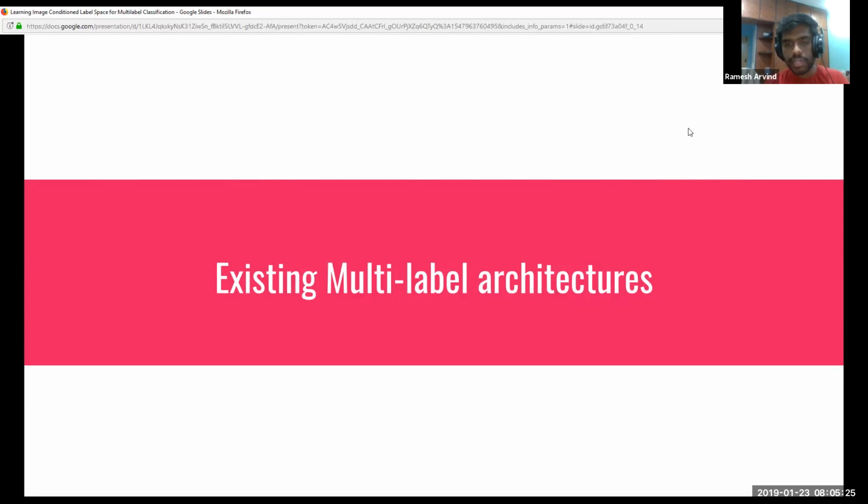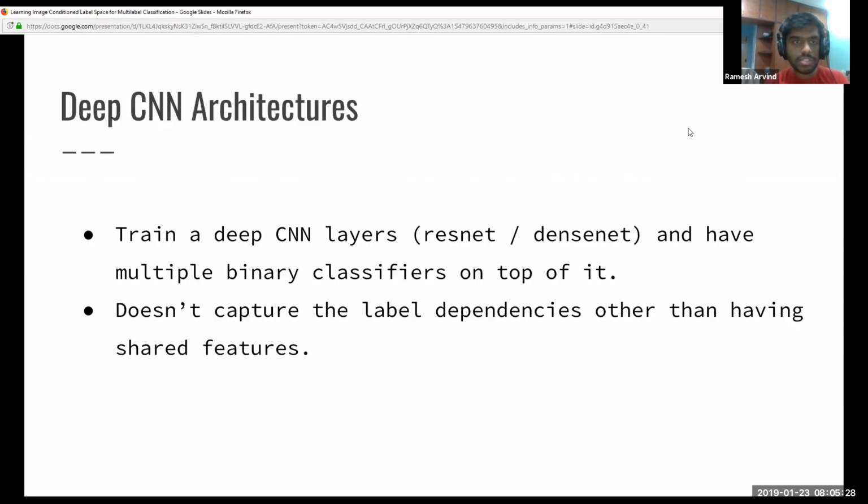Let's go over some of the existing multi-label architectures that are currently present. The first one is the deep CNN architecture that all of us are familiar with, the one which FastAI uses. We utilize a pre-trained ImageNet model, add a couple of layers on top of it, and add multiple binary classifiers for each of the multi-label classes that we have. The downside of this approach is that if your labels have some kind of interdependencies, like ship, sea, and boats, they have some kind of semantic relationships with each other, but this CNN architecture doesn't capture it. It treats all of them as independent classifiers.